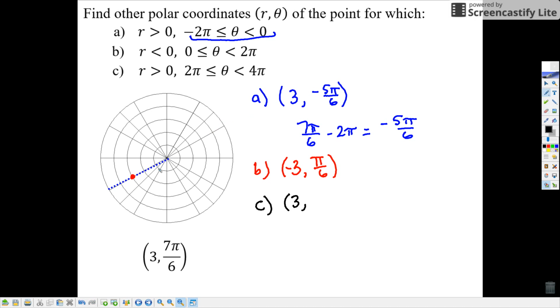coterminal with 7 pi 6. So one way to do that is take 7 pi 6 and add 2 pi to that, so that you can get a common denominator. You'll end up with 19 pi 6, which is 19/6, greater than 2 but less than 4, so I know it's within that range. And there you have it. You have your 3 coordinates for each of those stipulations.